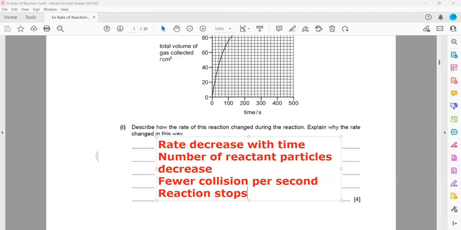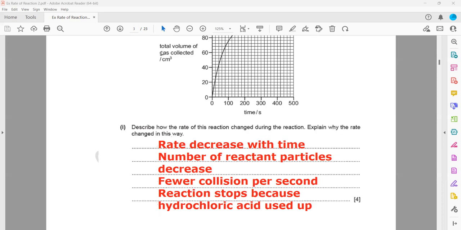So if the reaction stops, which reagent is used up? The limiting reagent. And what is the limiting reagent? That is hydrochloric acid. So the reaction stops because hydrochloric acid is used up. So why is the rate decreasing over time?